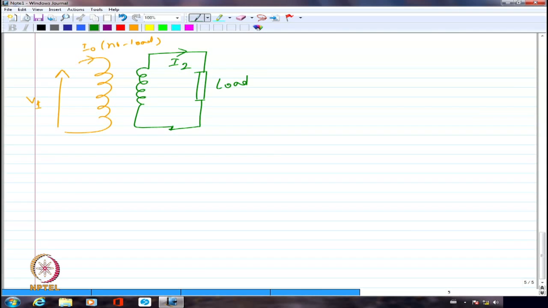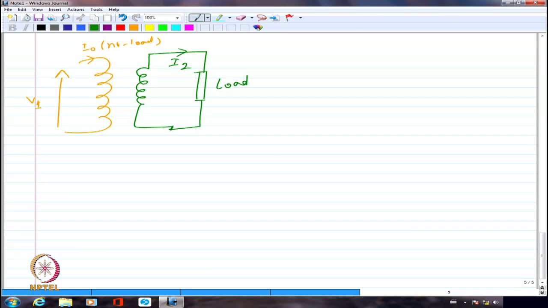And this I2 may be very, very large because it depends upon what the load is demanding. If I have a 400 volts transformer, and if I have only 4 ohm connected, then 100 amperes will be flowing. So, obviously, I am going to have a large value of current flowing as the load current. This large current flowing through the winding will establish a flux which will be actually opposing the original flux.